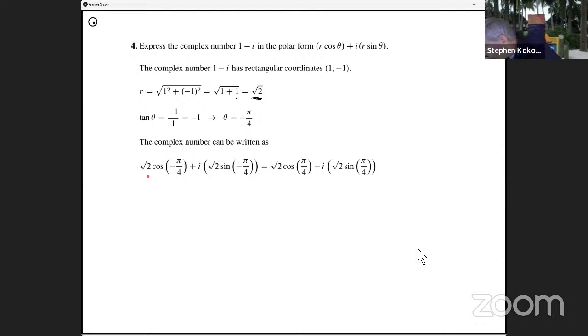So this is r times the cosine of theta plus i times r times the sine of theta. Some of us don't like those negative angles in there. So I think a way that I could simplify this is recognizing that the cosine is an even function, so the cosine of minus pi over 4 is the same as the cosine of pi over 4. And the sine is an odd function, so I can bring that minus sign all the way through the sine and all the way out in front here. And there's another way that I can write it.